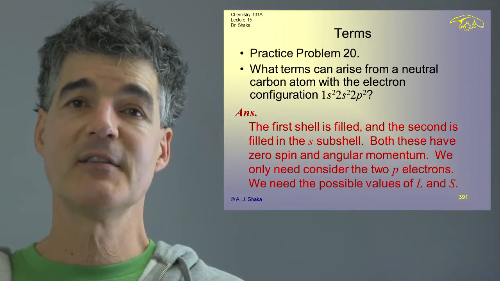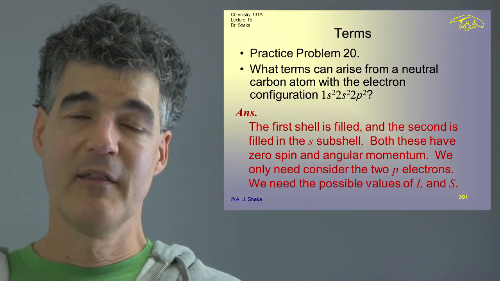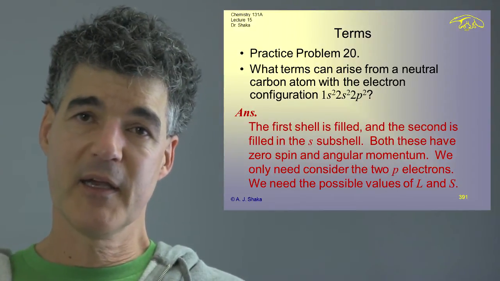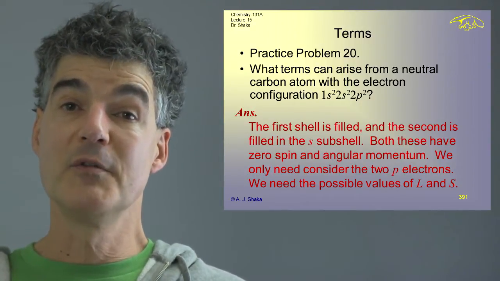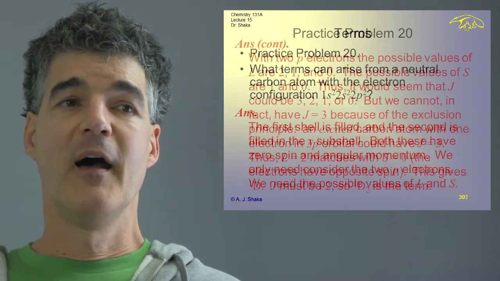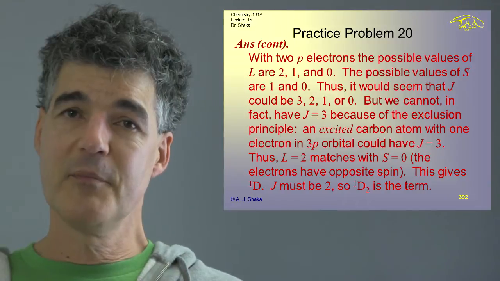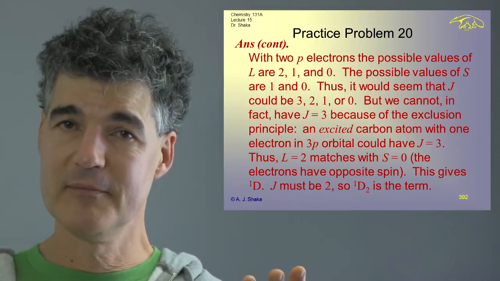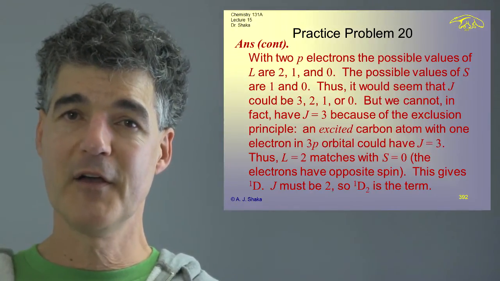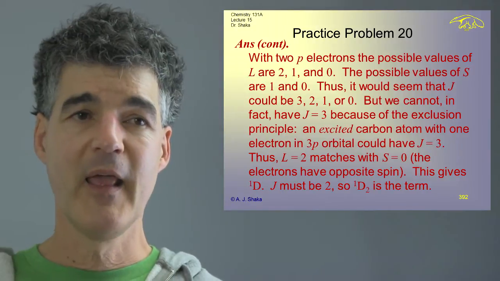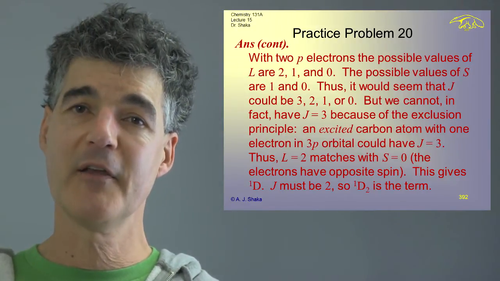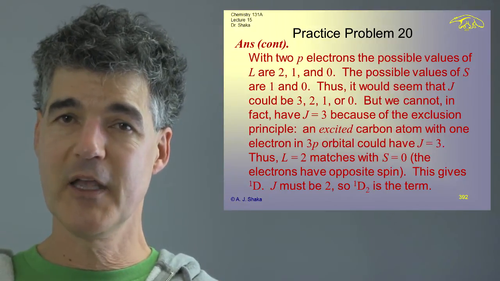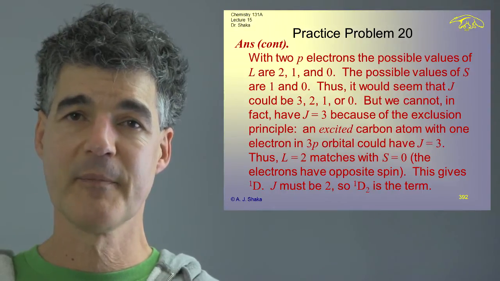But what we'll see in this case is that it's a little bit more complicated than it might first appear, and the reason why is that some of the values that we'd like to pick, Pauli excludes from possibility. The possible values of big L with 2p electrons are 2, 1, and 0. Those are the three you can get from two values of little l equals plus 1. And the possible values of S, big S, the total spin angular momentum, are 1 and 0. That's what you can get from two spin 1/2 electrons.